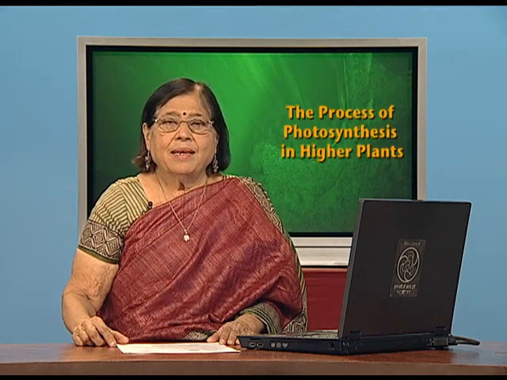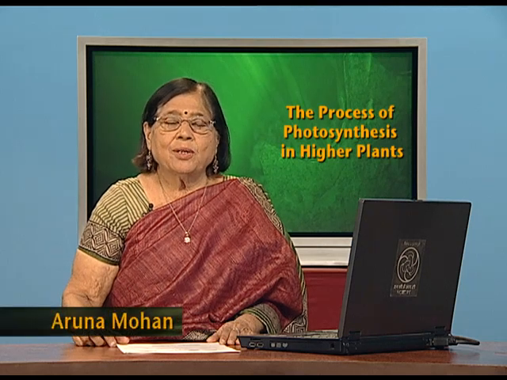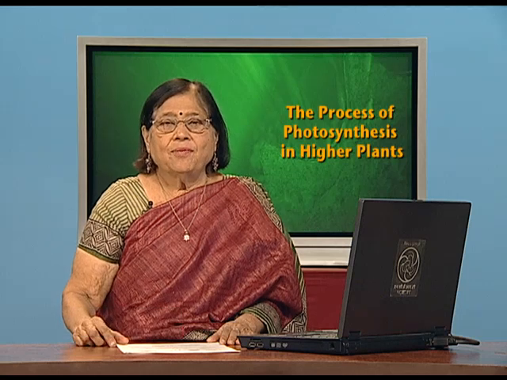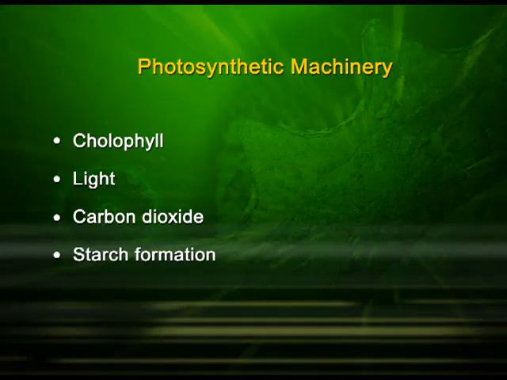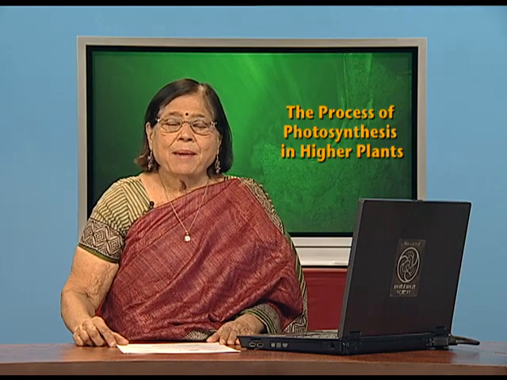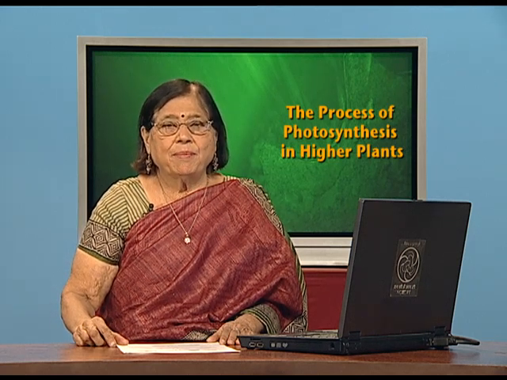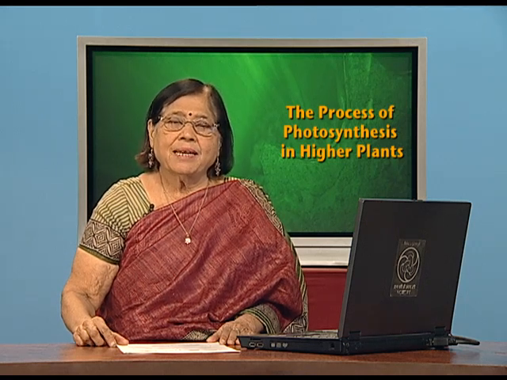Dear students, in the previous session we discussed photosynthesis, its need for the plant and for other organisms, and also its requirements. We talked about chlorophyll, which is an important part of the photosynthetic machinery in the plant. We know that photosynthesis primarily takes place in leaves with the help of the pigment chlorophyll and, of course, sunlight, water and carbon dioxide.